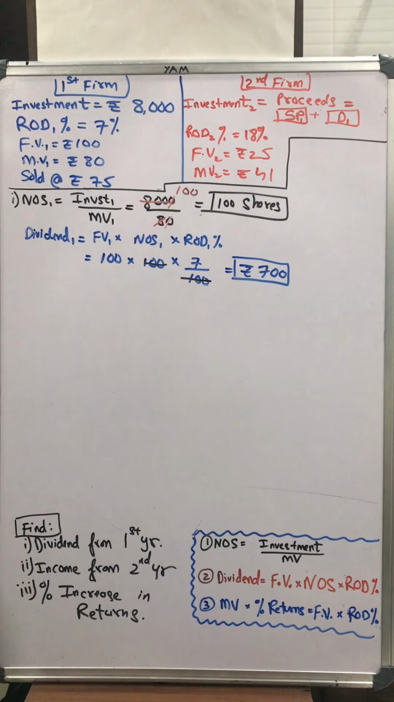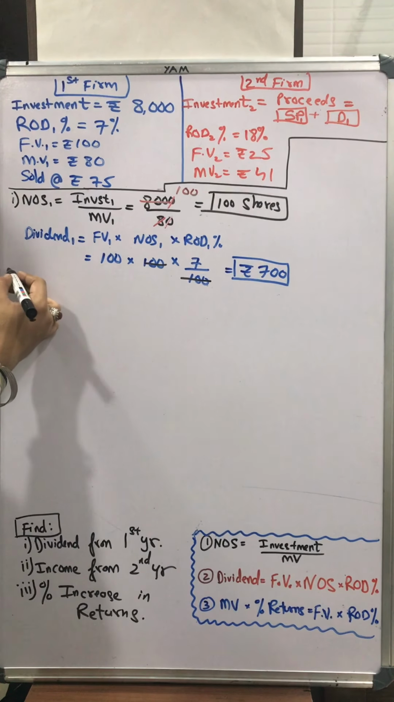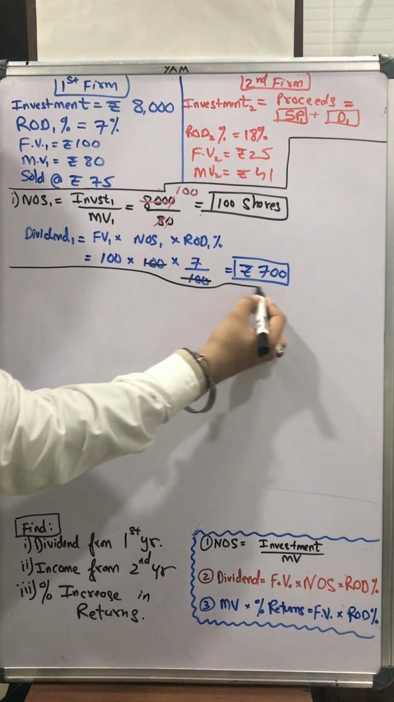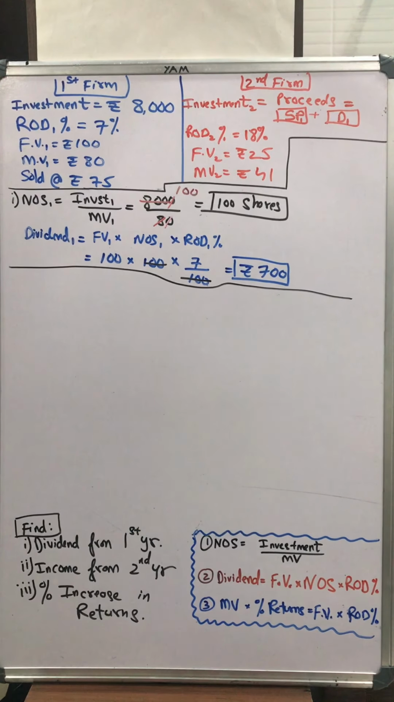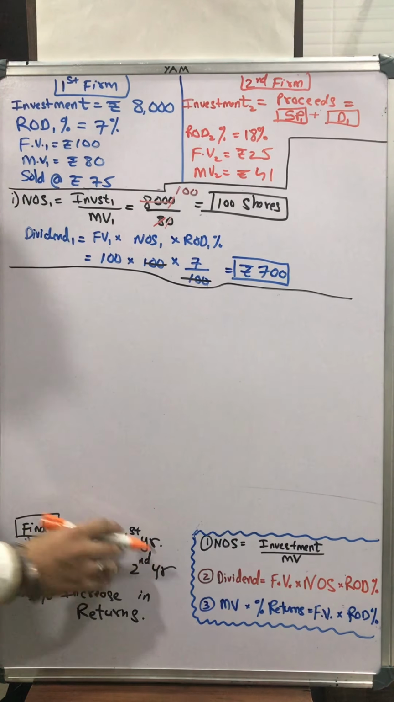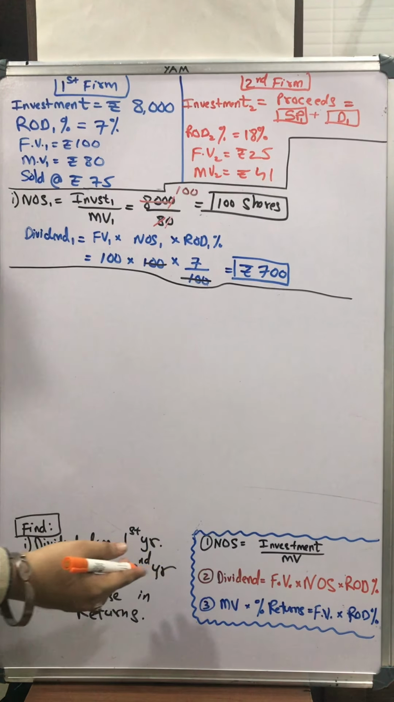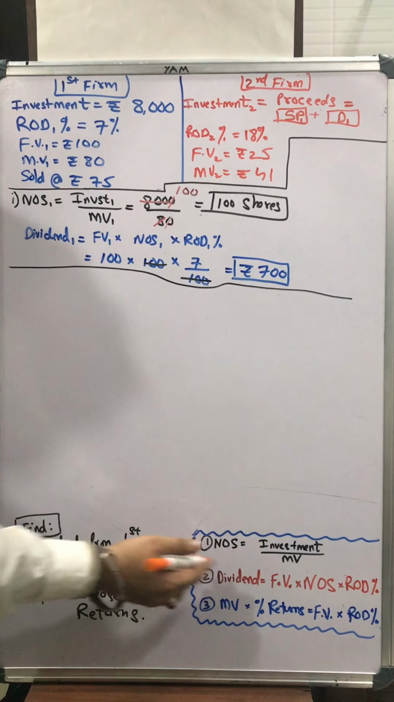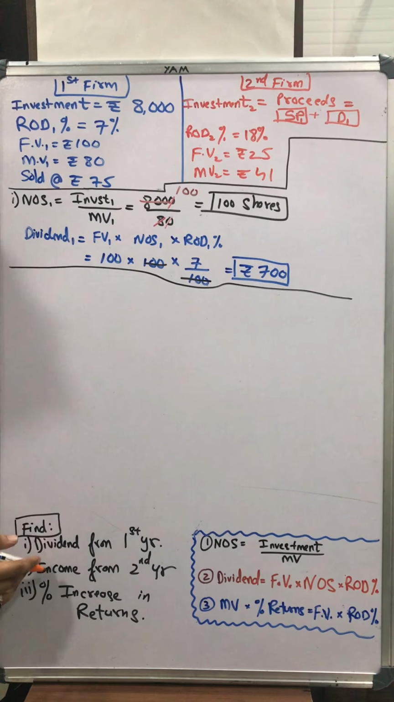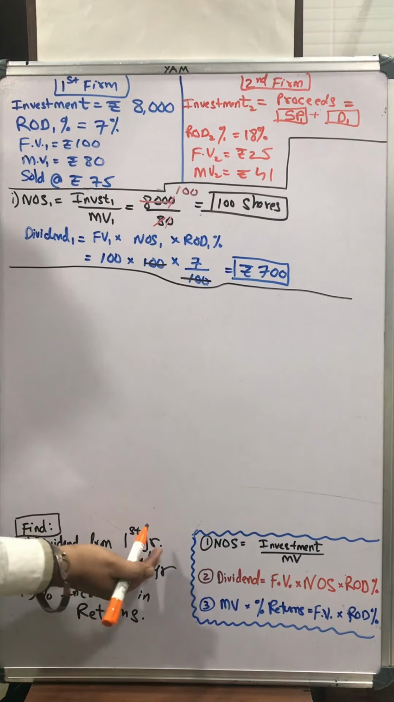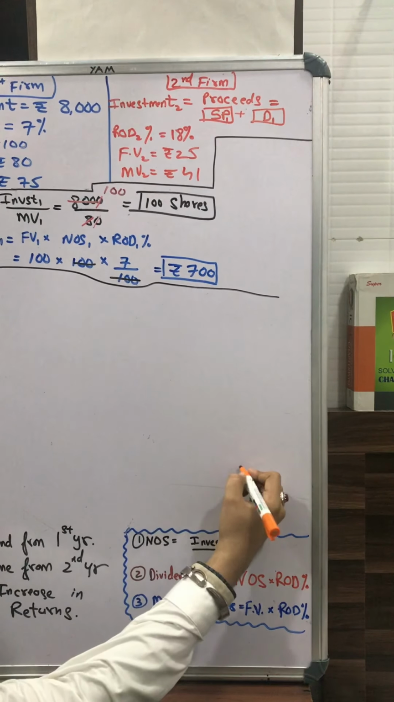It was so simple. Now moving on to the second sub question. Now here comes an important case. Please see here. We need to find income from the second firm. Okay students, please be very careful over here. I want to find income from the second firm. Okay, so can I say I'll apply the formula of dividend? Because I need to find income. Income means dividend only from the second firm. So I'll apply the formula of dividend.